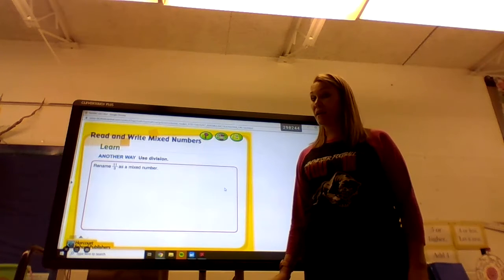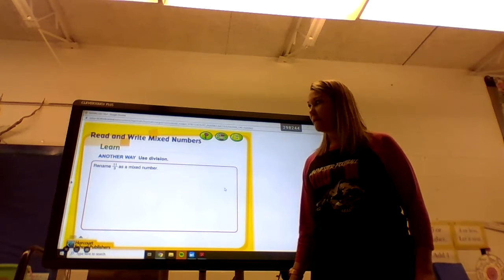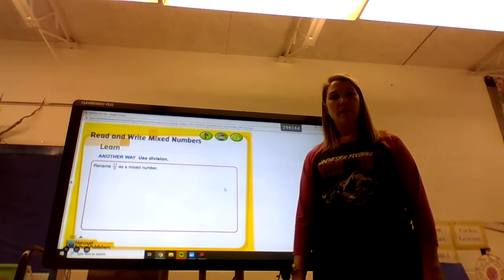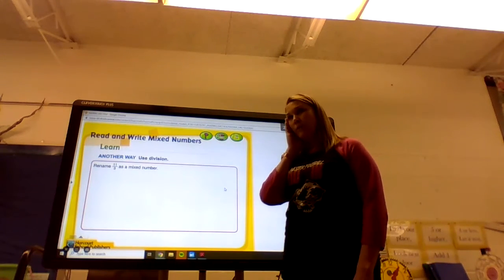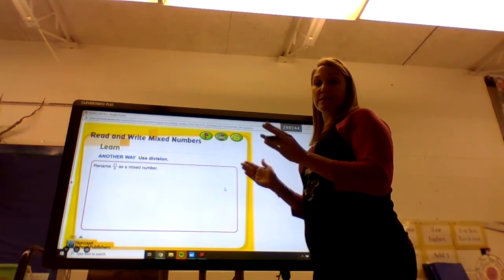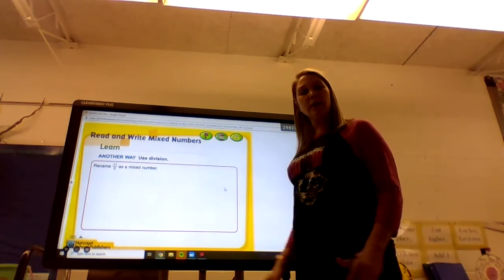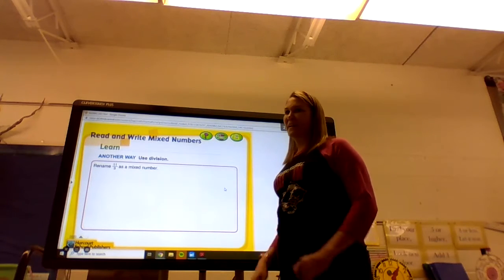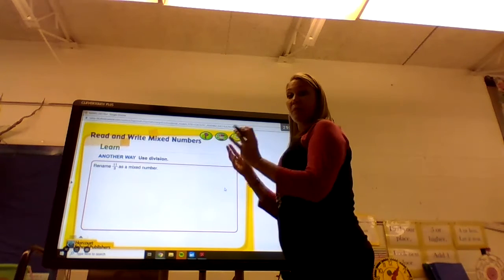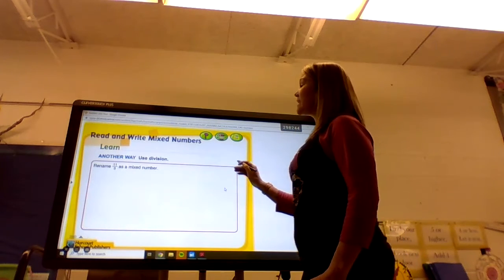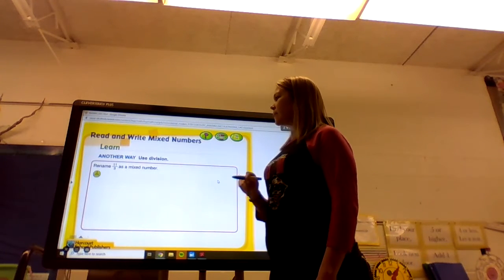Rename 11/3 as a mixed number. Okay, so think in your brain. We have 11 pieces, and we need to make them into groups of thirds. Well, how could I do that? How can I take a bigger number and place it into smaller groups? My friends, that is division. We know how to divide.